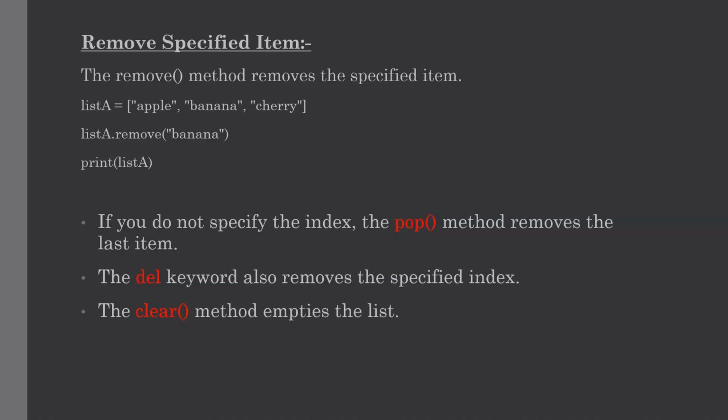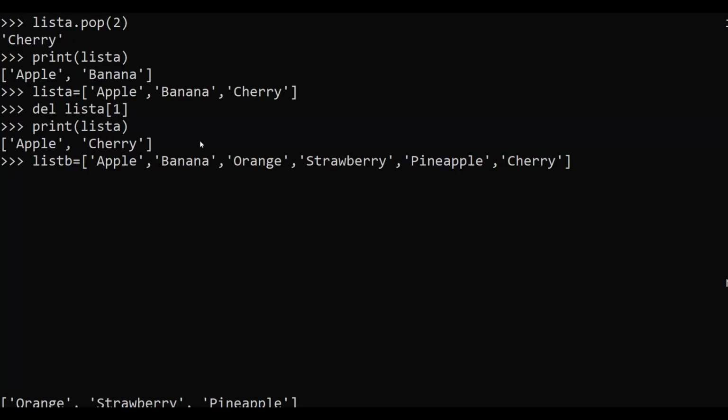Our last topic is how to clear the entire list. The clear method empties the list. The list still remains, but it will not have any content. For example, let's consider a list B which contains 6 items. To empty the entire list, we use the clear method. For this, just simply type the list name, list B dot clear, and just give the round brackets. We don't need to specify any index as we want to remove all the list items.